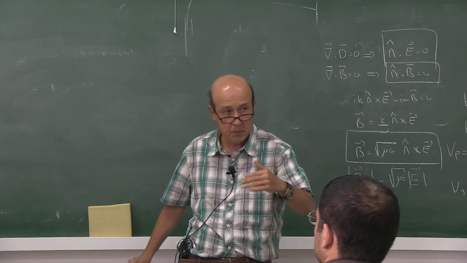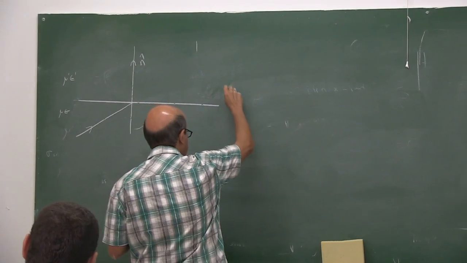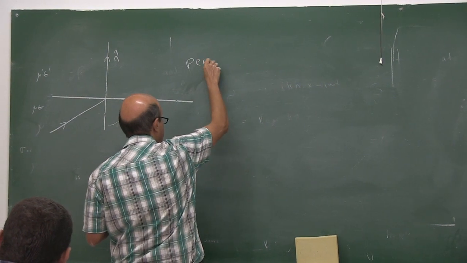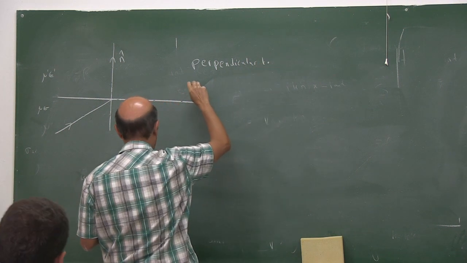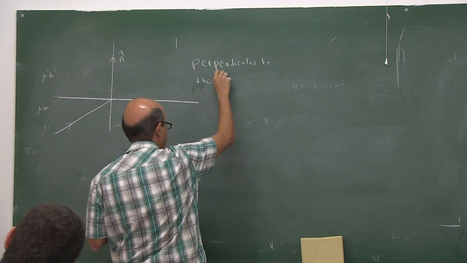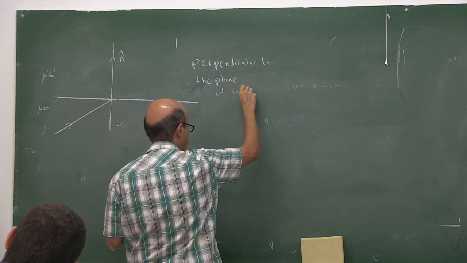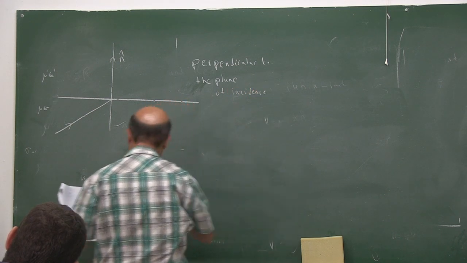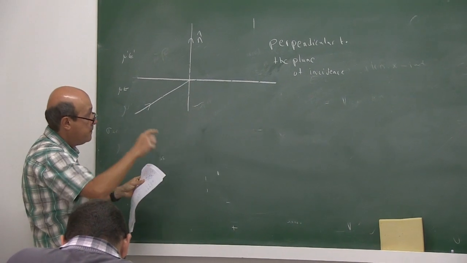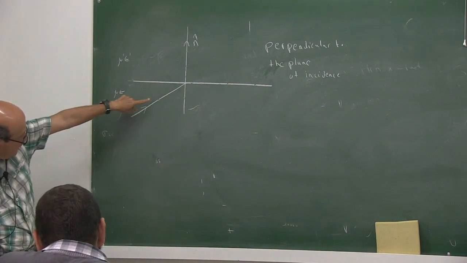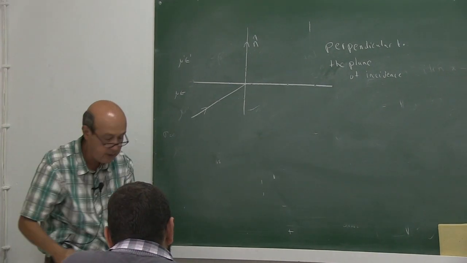So first, I'm going to draw the diagram of the perpendicular to the plane of incidence. Plane of incidence. Then I will try to draw the parallel to the incidence. So perpendicular to the plane of incidence means that your electric field, if you look at the plane, is perpendicular. So basically the situation is the following.